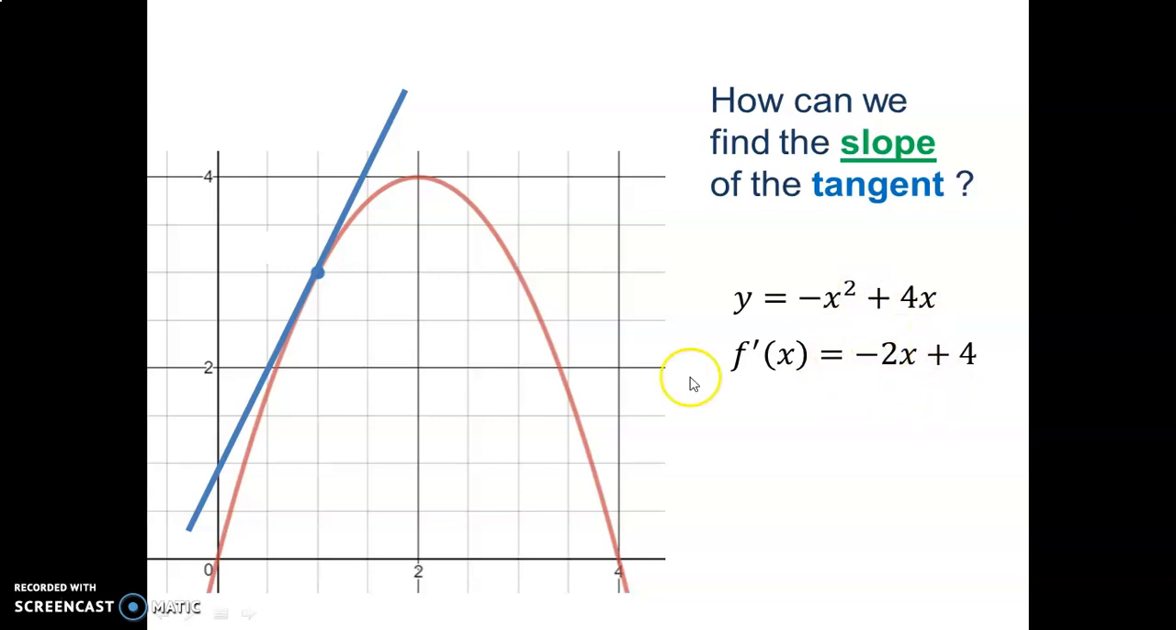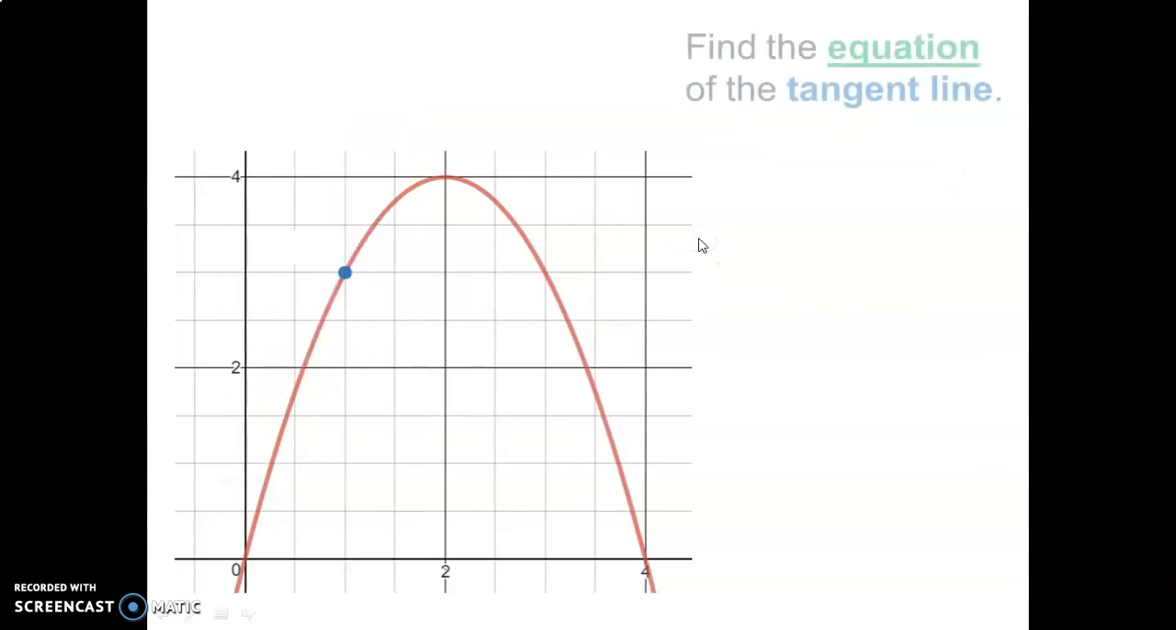And now that I have the derivative, I have to figure out where that point is. If I look at the graph here, it looks like that's x equals 1. So I'm going to put 1 into the derivative, and that produces the slope of the tangent line, which is 2. So the x value goes into the derivative and gives us the slope of the tangent at that location. So now we have the slope.